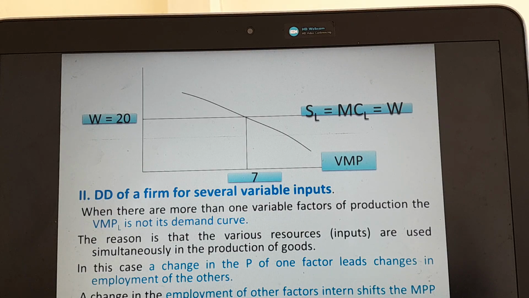For example, if there is a decrease in wage, now firms may employ more labor and decrease the use of the capital.